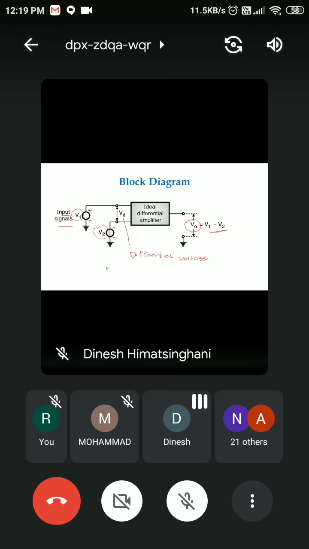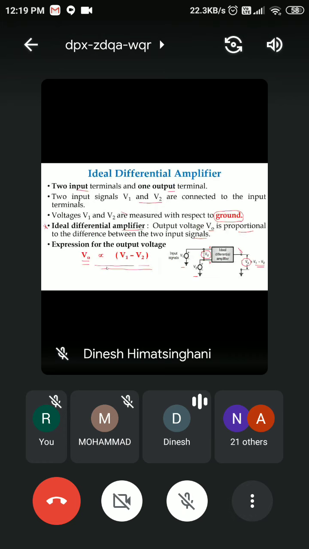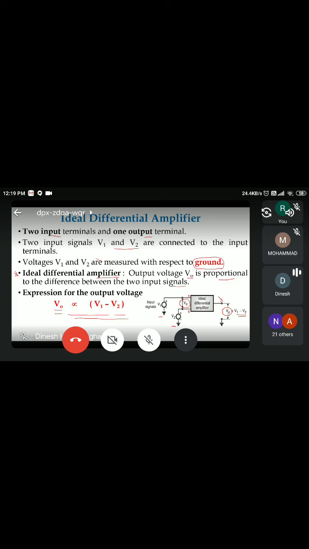This is the complete explanation. Two input terminals, and you can see the diagram here itself. So two input terminals, V1 and V2, one output terminal V0.